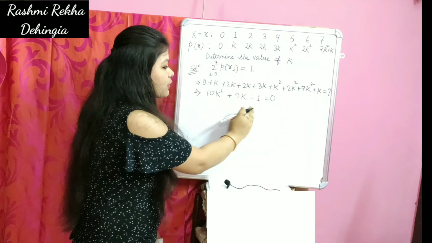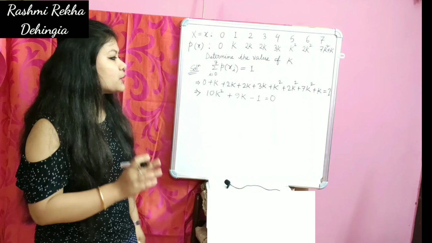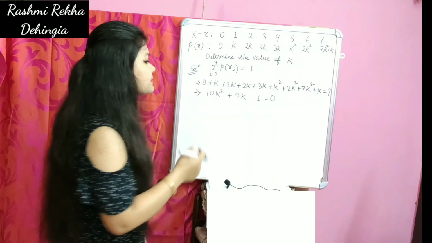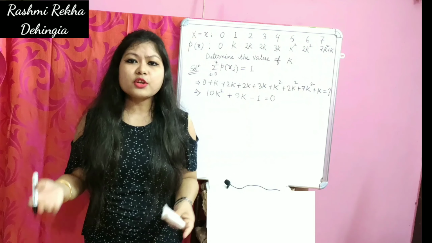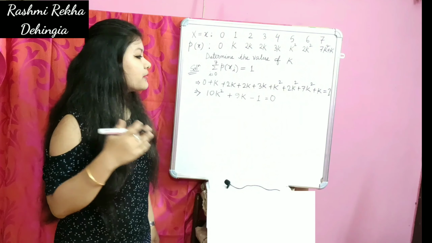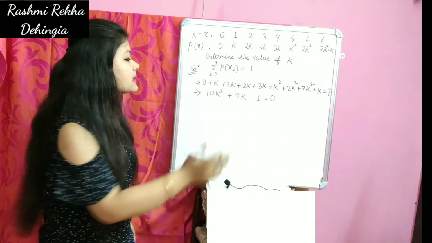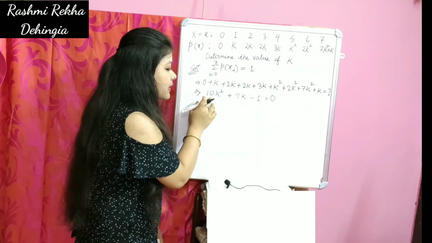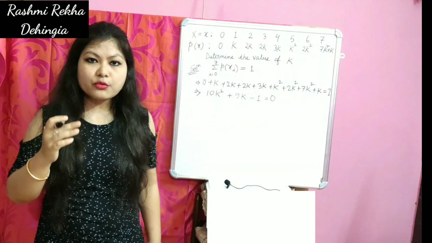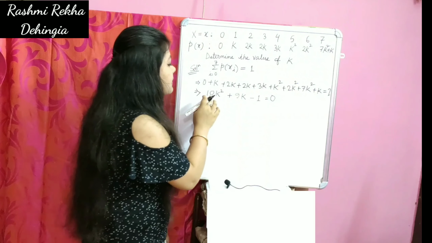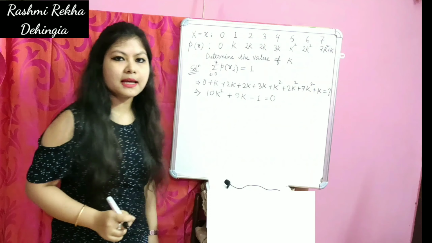Now we will solve the quadratic equation, and after solving we will find the value of k. There are many methods to find the solution of a quadratic equation. I am using the factorization method. That means we first find the coefficient of k square and the constant value.